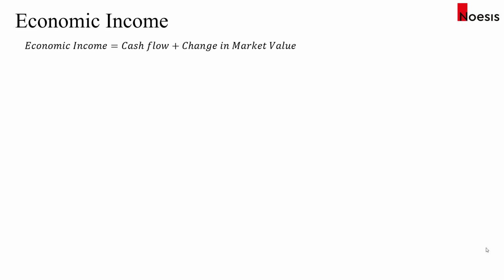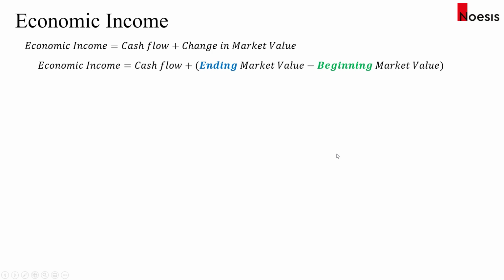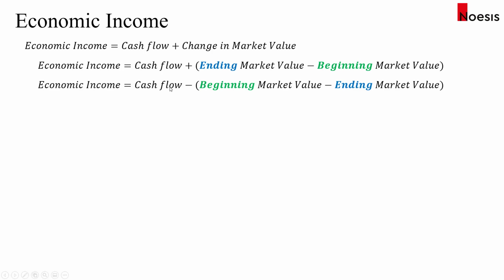The concept of economic income is covered in the corporate finance topic under the reading on capital budgeting. Economic income is defined as the cash flow in a particular year plus the change in market value. For the change in market value, we can express it as the ending market value minus the beginning market value. Of course, we could rewrite this as the cash flow minus the difference between the beginning market value and the ending market value. And the difference in the parentheses is what we call the economic depreciation.